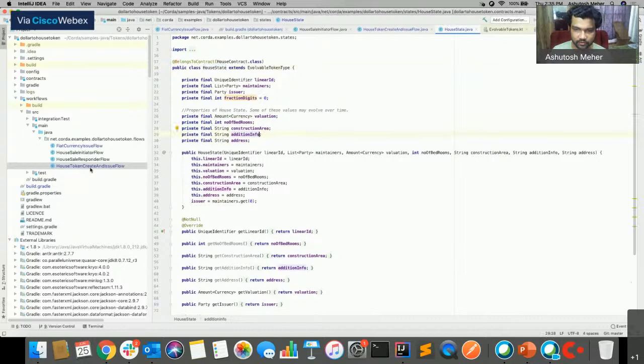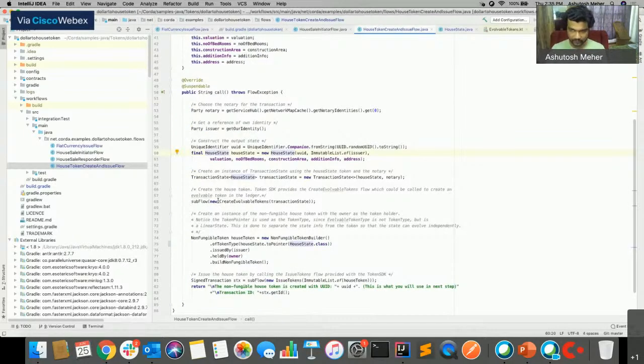So coming back to creating this token type, it's nothing different from creating a normal state. You just create the instance of the token type, which is house state in this particular case. Then there is the transaction state, which is basically a wrapper of the contract state. The transaction builder itself has a method to take in the contract state, but internally it converts it into a transaction state. So we need to pass in the transaction state to the create evolvable token.